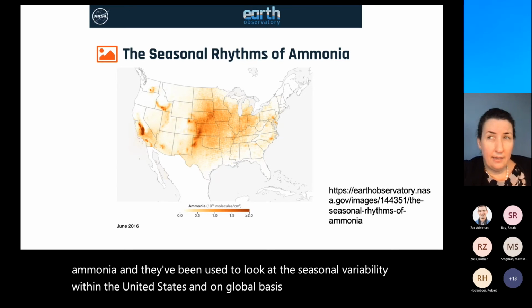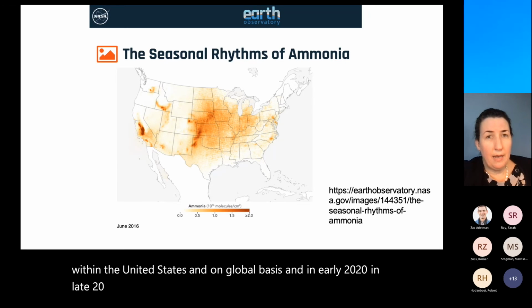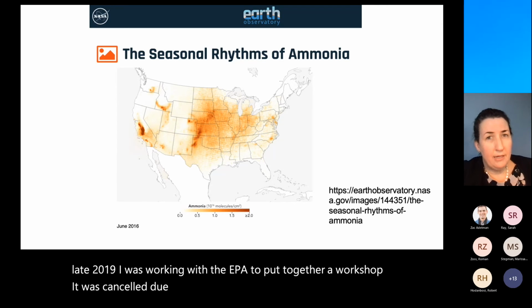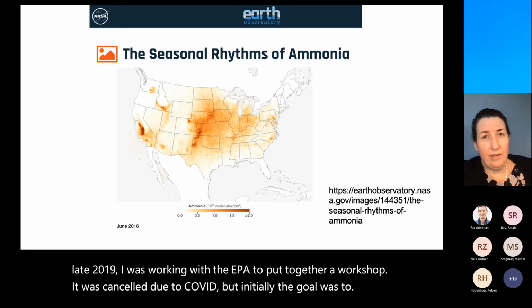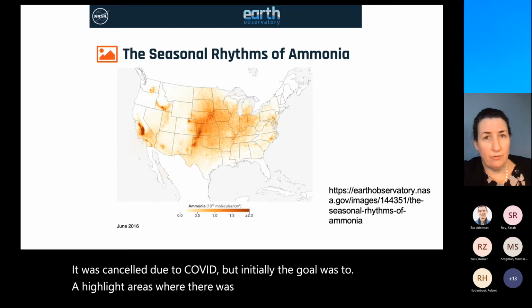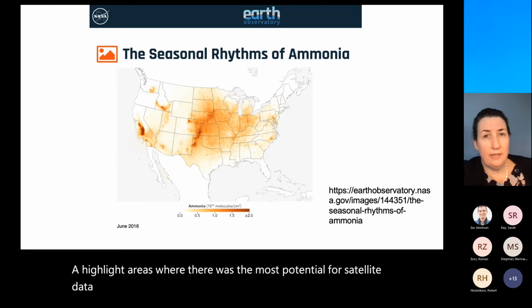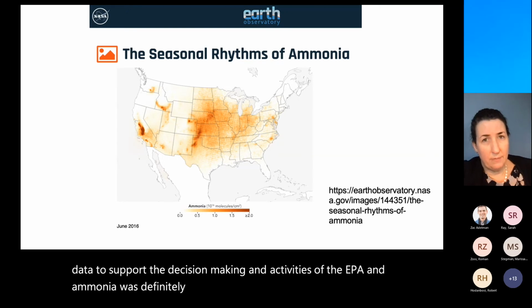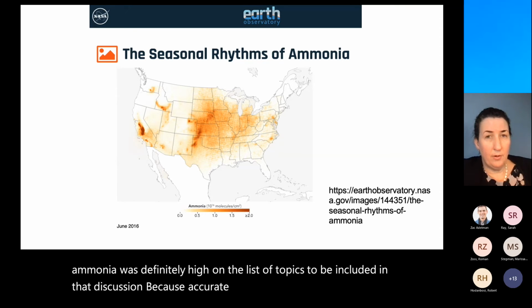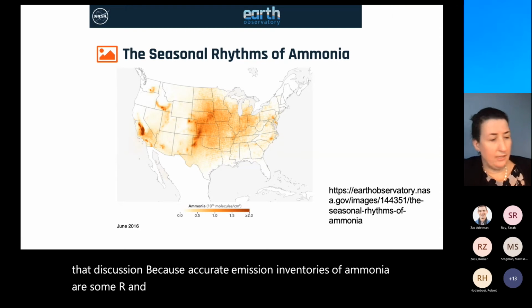In early 2020 and late 2019, I was working with the EPA to put together a workshop. It was canceled due to COVID, but initially the goal was to highlight areas where there was the most potential for satellite data to support the decision-making and activities of the EPA. And ammonia was definitely high on the list of topics to be included in that discussion, because accurate emission inventories of ammonia are an area where satellites could really contribute.